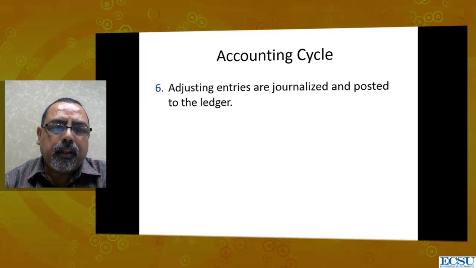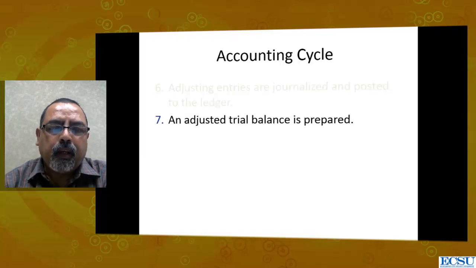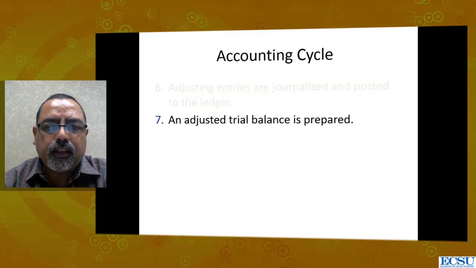Please remember that while posting to the ledger, we'll have to mark them as adjusting entries so that we know these are adjusting as a result of adjustments made to those accounts. And once we have done the adjusting entries, we'll be preparing an adjusted trial balance. That also we learned in chapter number 3.